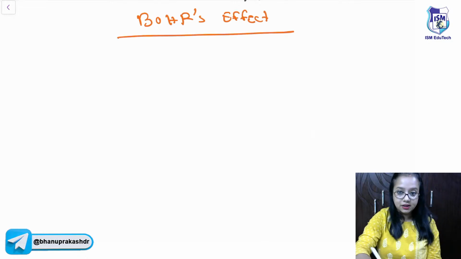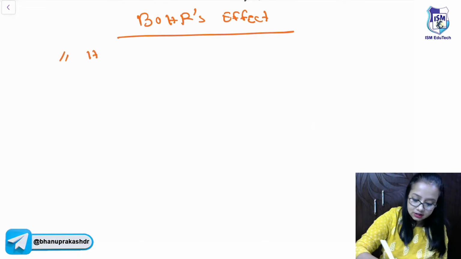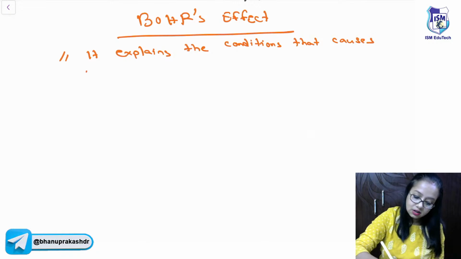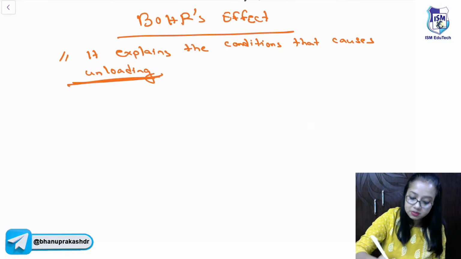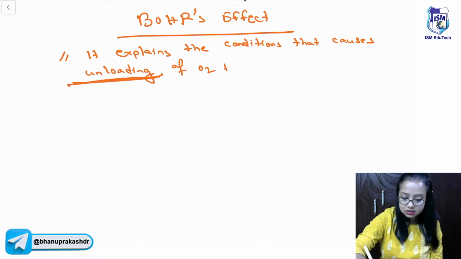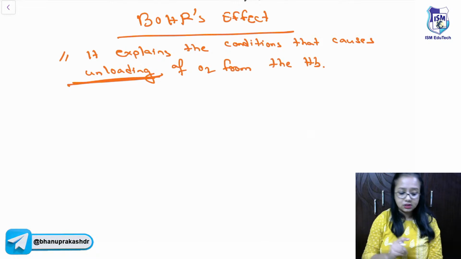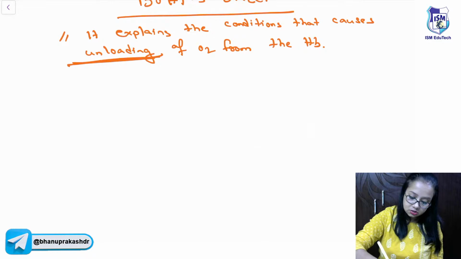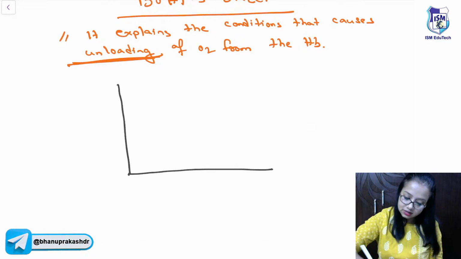Now Bohr's effect explains the conditions that cause unloading, like coming out of oxygen from the hemoglobin. Now this we understand through a graph. Otherwise, how do we depict it? So I will show you the graph also, let us understand.